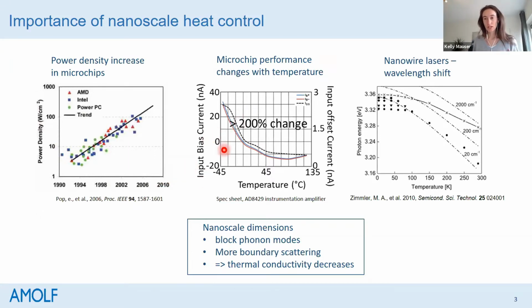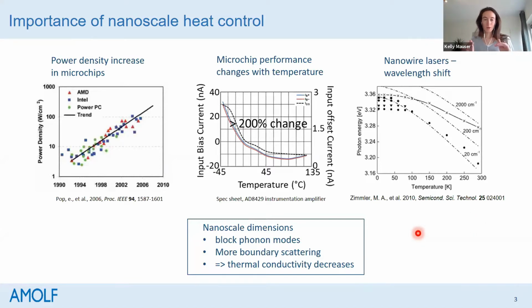Temperature can have a very large impact on microchip performance. For instance, for this particular in-amp, you get over a 200% change in input bias current over the operating temperature of this device. Temperature can also have a large impact on photonic structures. For instance, nanowire lasers show a change in their emission wavelength as a function of temperature. This is why, if you want very stable or well-operating nanostructures, temperature control is very important.